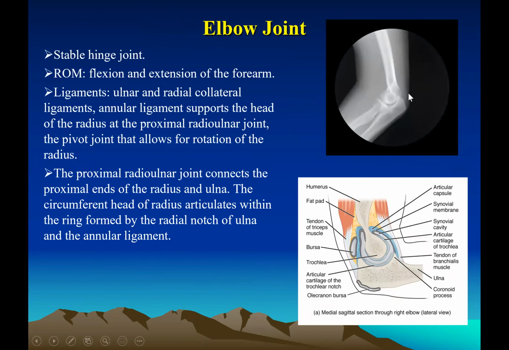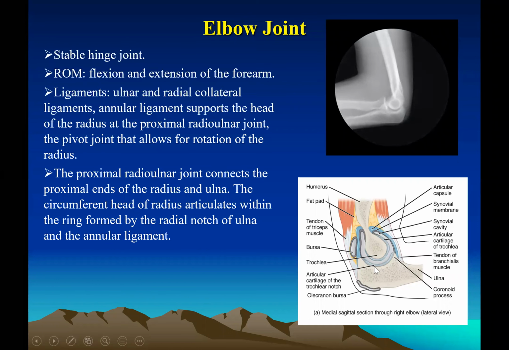So the elbow joint is like a door hinge. It's a hinge joint. It's very stable. Again, held together with lots of ligaments. So this offers flexion and extension of your forearm. You can see the articular surface, the synovial membrane, and the bursa. The main ligaments would be the ulnar and radial collateral ligaments, and the annular ligament that supports the head of the radius at the proximal radio-ulnar joint.